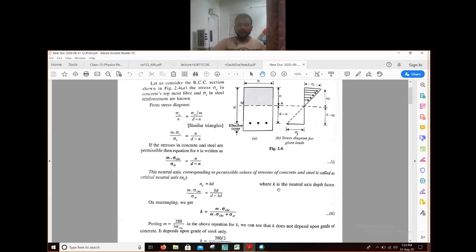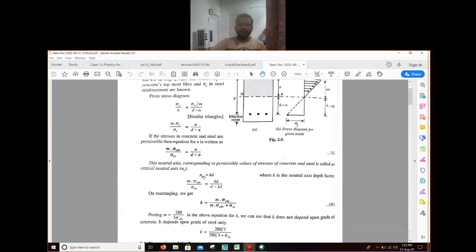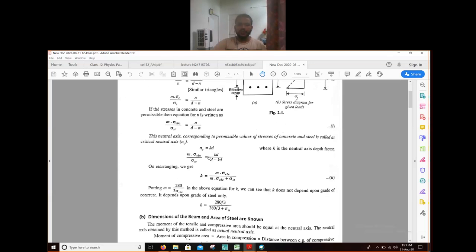K is a factor, the neutral axis depth factor. No need to remember the value; you will get the values in the later part of the PDF. I will show you how to find out. If you put the value of N and NC in this formula, and in place of N you put KD, and here also you put KD, then if you simplify, you will get the value of K equal to this one.